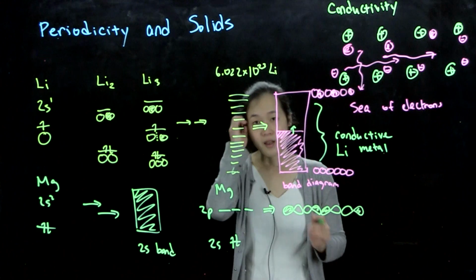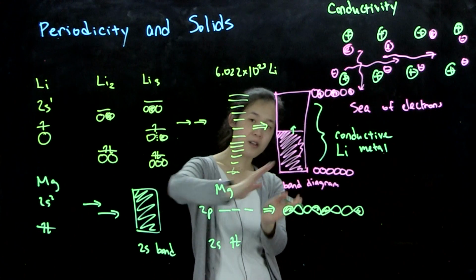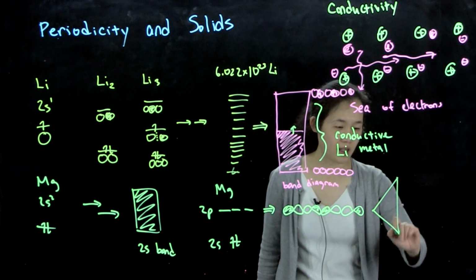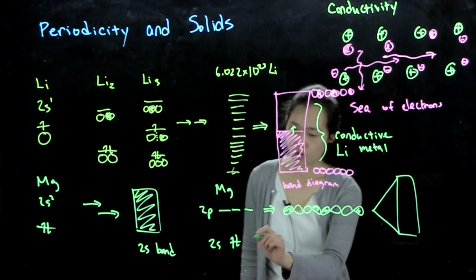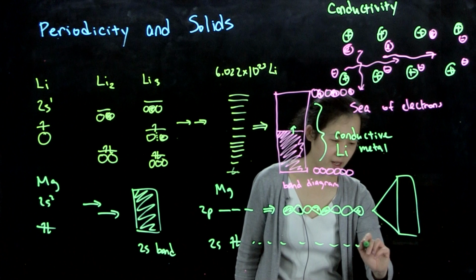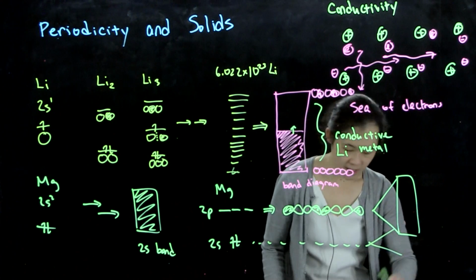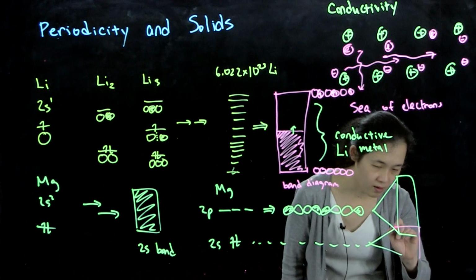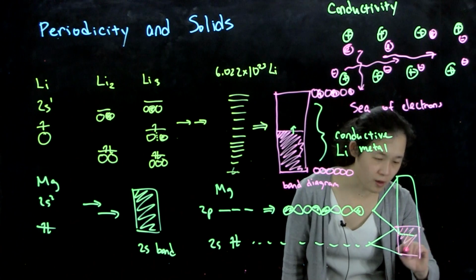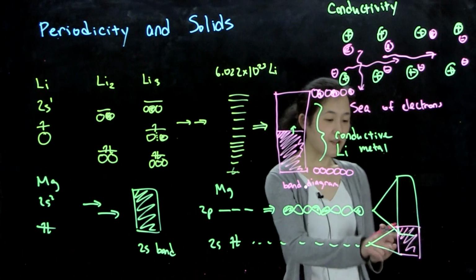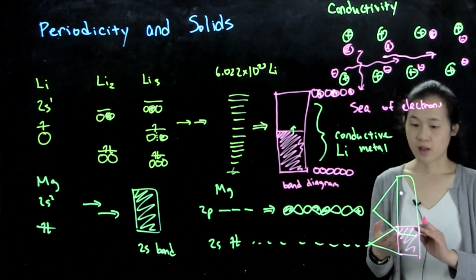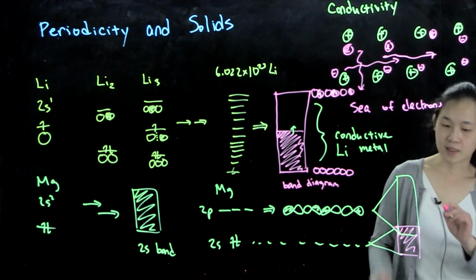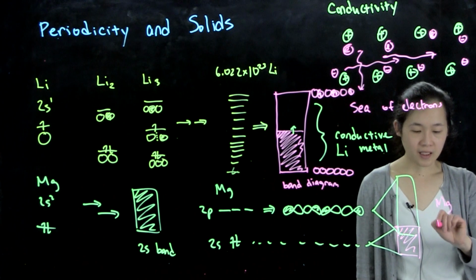So then the p band, so this p orbital energy, is going to expand out into an empty band, while this s combination is going to expand out into this filled band, which I'll draw in pink. So they'll overlap, which means it's very easy for these s electrons to go into this empty band of p orbitals. So magnesium is still a metal and conductive.